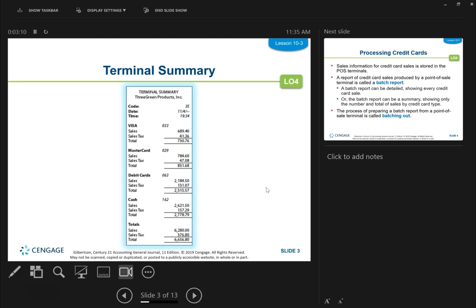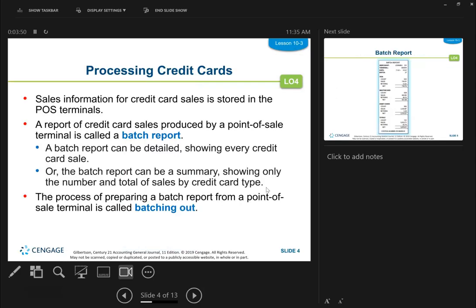So an example of a terminal summary might look like this. The terminal summary number is 35. It gives a date and some time at which you ran this report. It says for the Visa cards, we did this many sales and this much sales tax, and that's the total from Visa cards, and so on. And it gives you the overall total in all debit and credit transactions. That's probably the one that you would be interested in. Is everybody okay with that idea? So that's what the source document would look like.